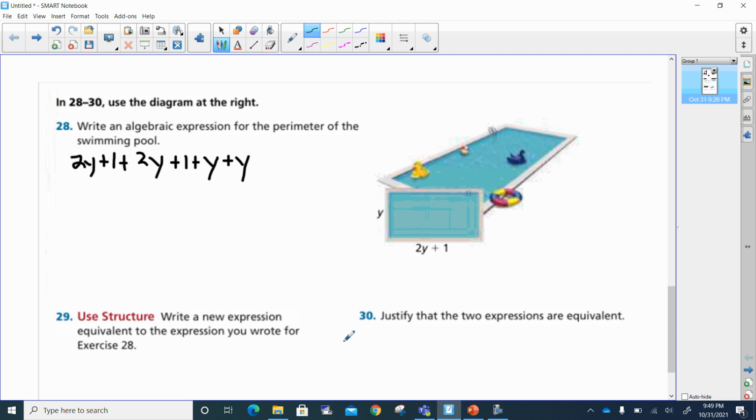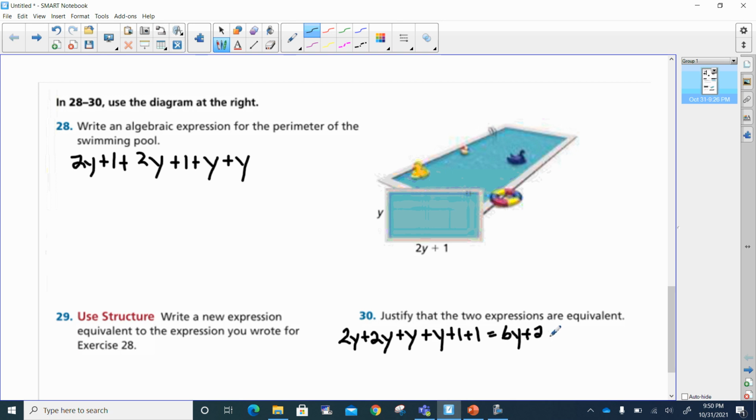because I know that 2y, I'm going to put all the y's together right now, plus 2y, plus y, plus y, that's going to equal 6y right there, right? And then we have 1 plus 1, so that's plus 1, plus 1. Now that's going to equal 6y plus 2, excuse me.